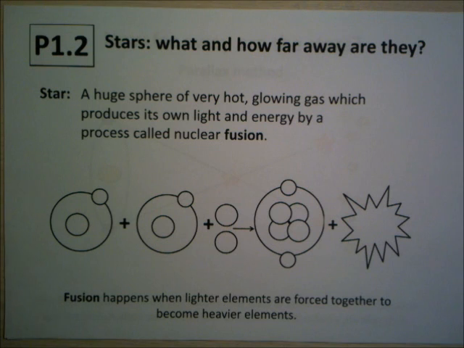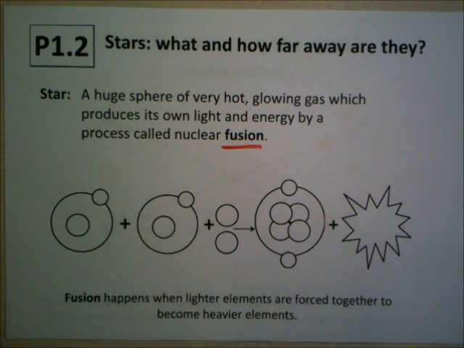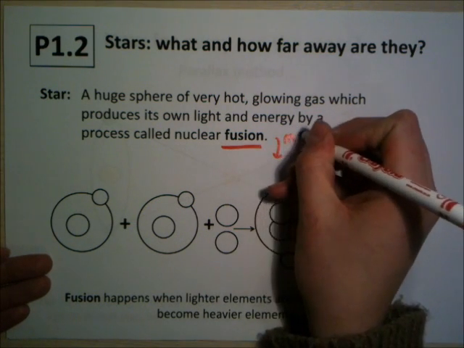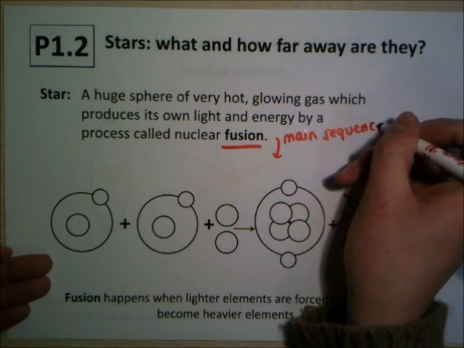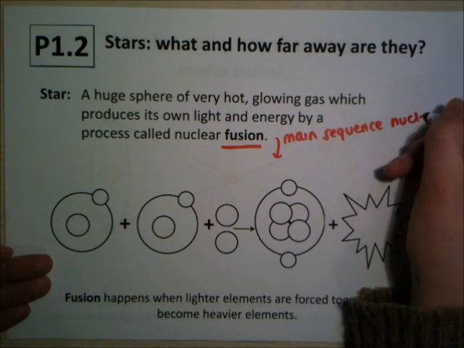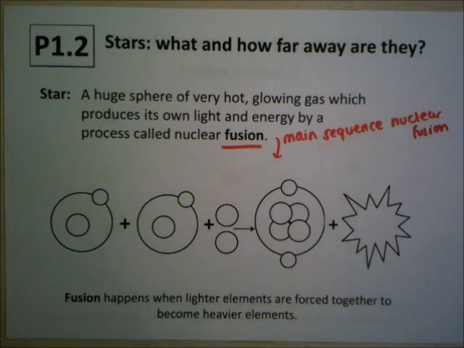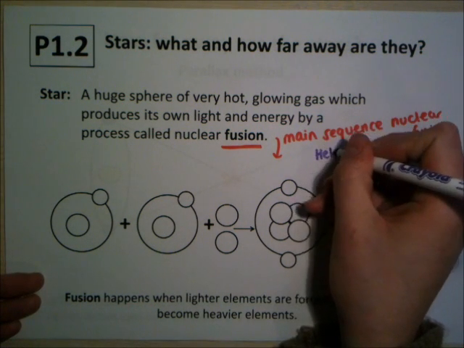Now, every single star uses this process called nuclear fusion, but we're going to talk about the nuclear fusion that happens in a main sequence star. So this one here is main sequence nuclear fusion. I'm going to go on to why it's different for other ones in a minute, but before we do that, we need to know about the structure of atoms. And I'm going to use the example of helium to help me describe that.